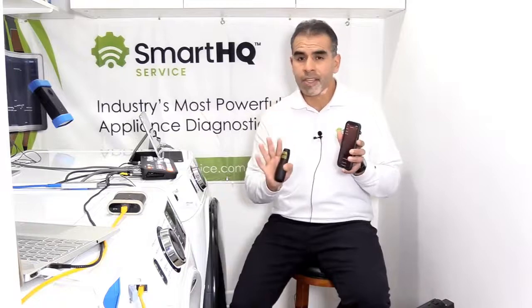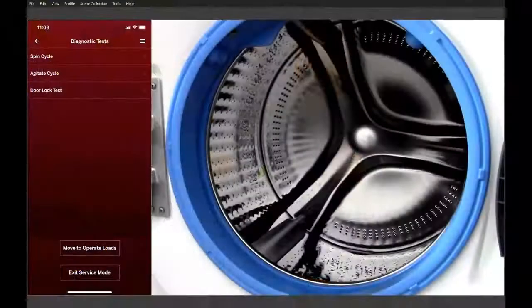Now, another thing that I want to make clear, my friends, okay? For this demonstration, we have modified this washer so that we can run this test with the door open so that you could see out there what's going on, okay?